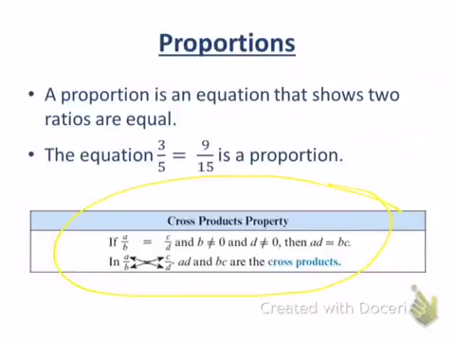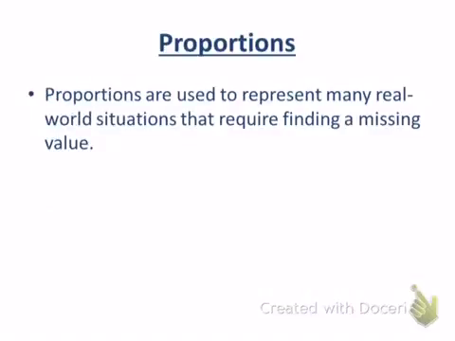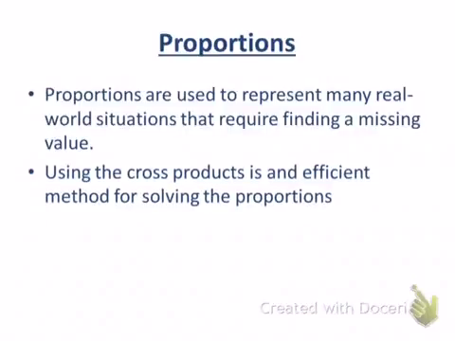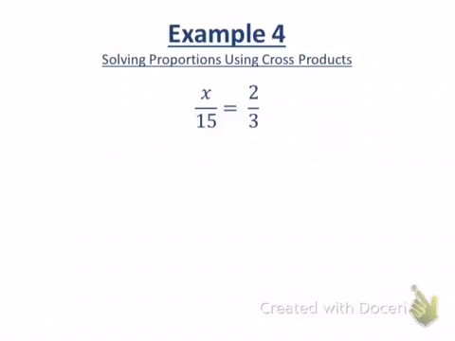So the cross products means that you can cross multiply only if you're dealing with a proportion. We don't cross multiply when we're dividing fractions. We don't cross multiply when we're multiplying fractions. We can cross cancel when we're multiplying fractions. But cross multiplying only happens when you're dealing with proportions. Proportions are used to represent many real world situations that require finding a missing value. So we have to find a missing value, and we'll use similar ratios, similarity of things to do that. And using cross products is an efficient method for solving proportions. It's the most efficient method.